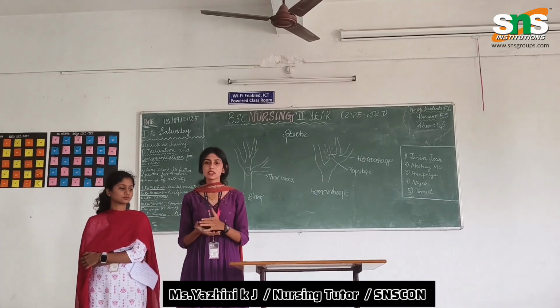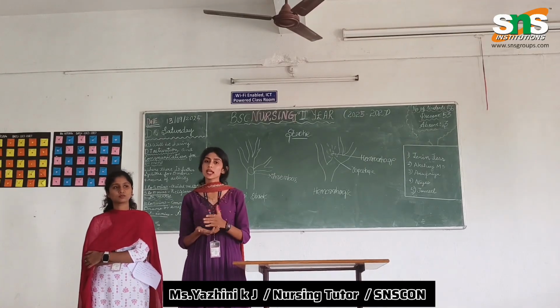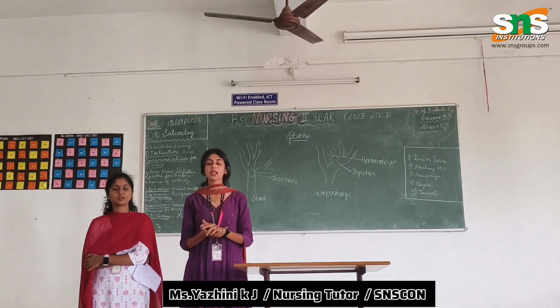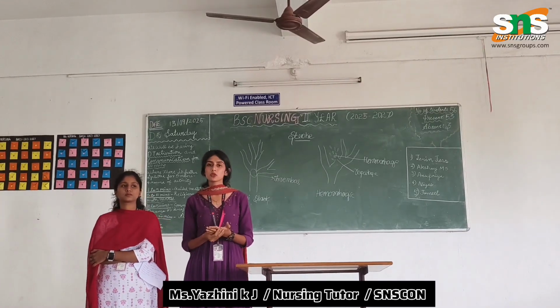Next is rehabilitation therapy. Once the stroke has occurred, the patient will go into rehabilitation therapy. There are two types: one is physical therapy and the next one is speech therapy. The next one is prevention. How can you prevent stroke?